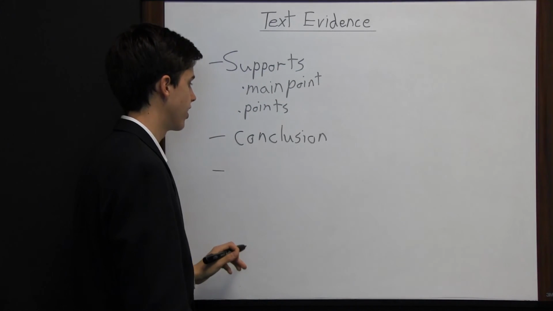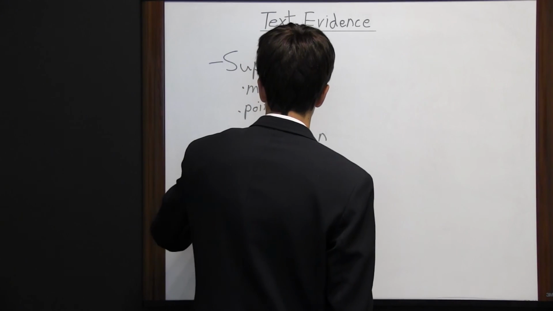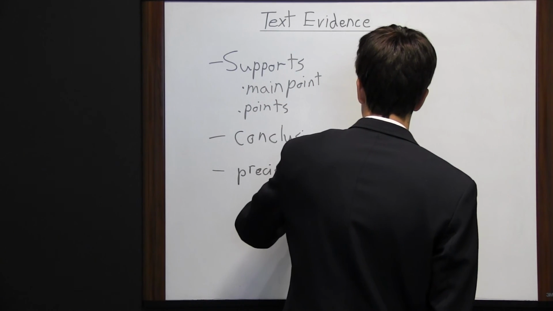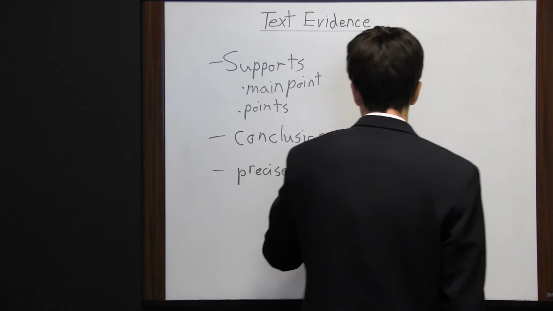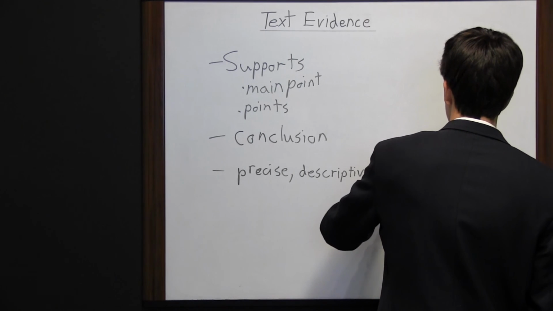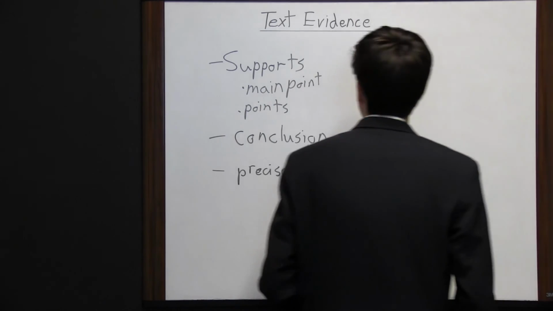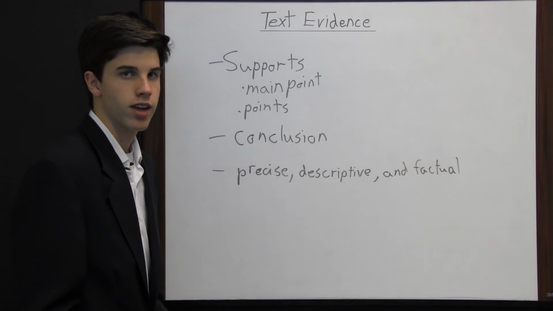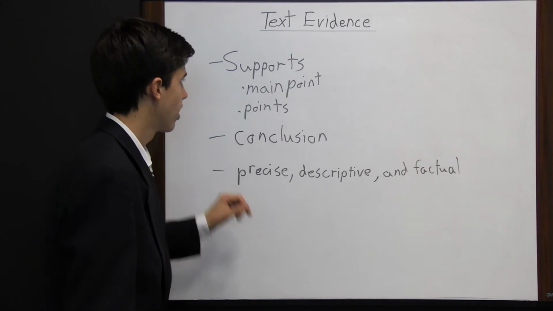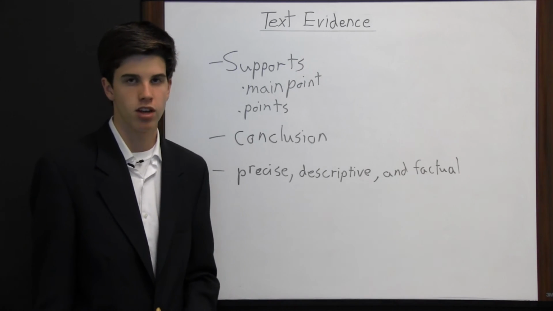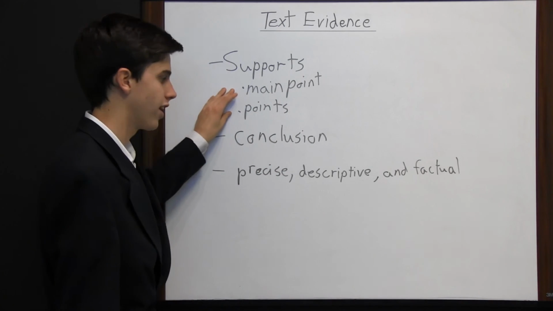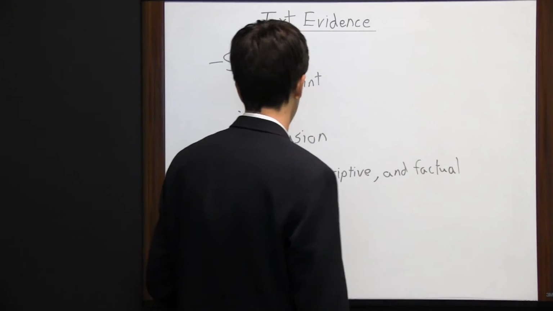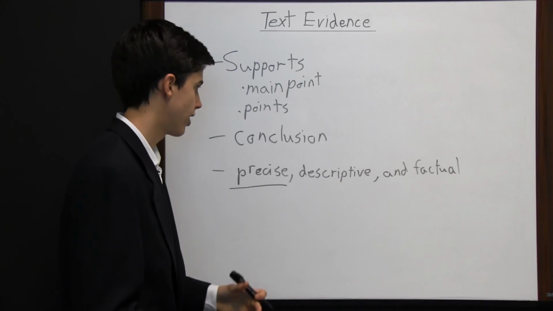So it's important that text evidence is three things: precise, descriptive, and factual. Remember I said that text evidence supports the main point or points in a story. Well, generally a main point and points throughout a piece of writing are going to be very general. They're not going to be very specific. So since these things are very general, it's important that there are some specifics in the paper. So that's why the text evidence needs to be precise. That way your paper isn't vague, or the writer's paper isn't vague.